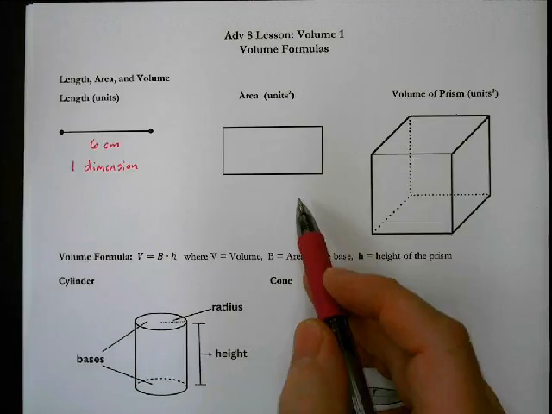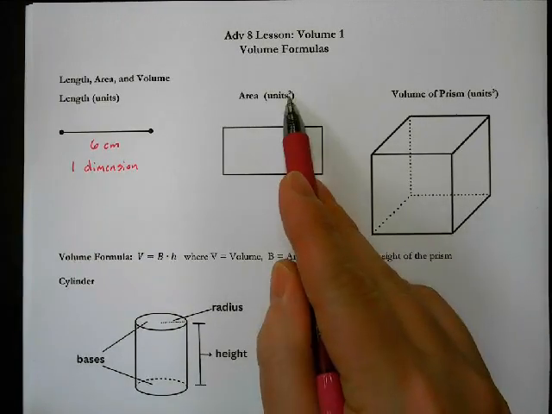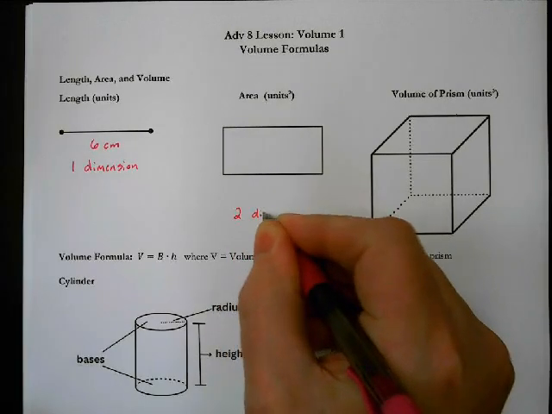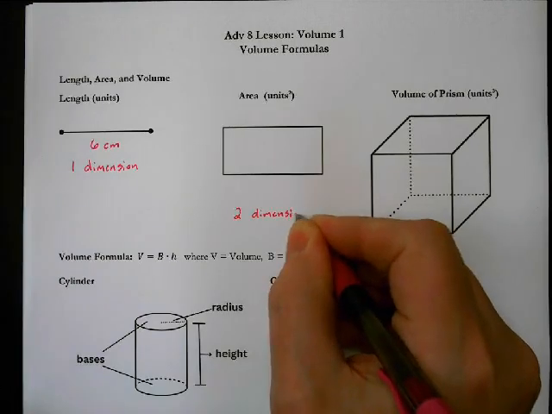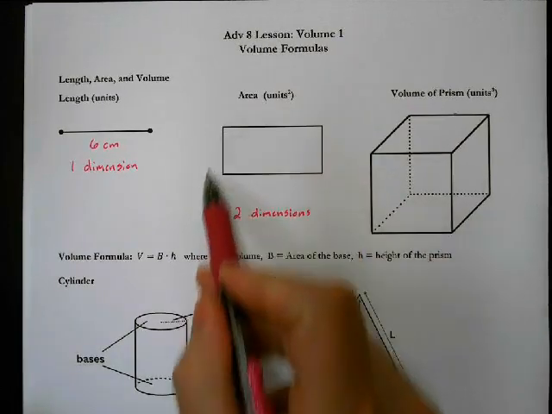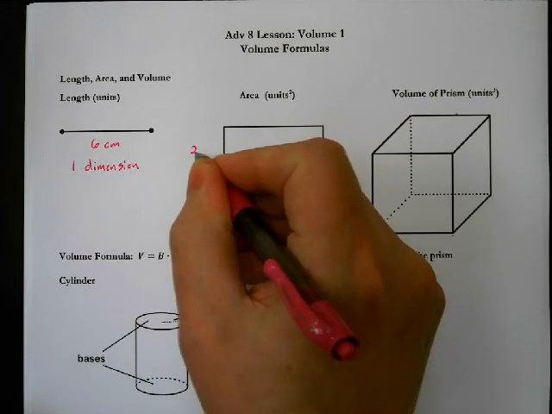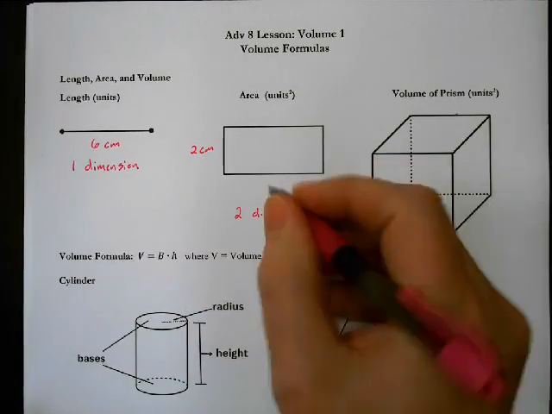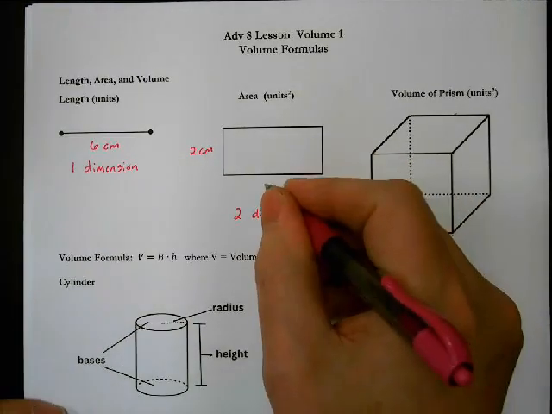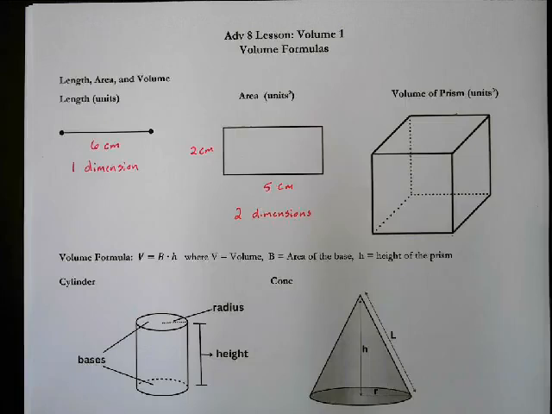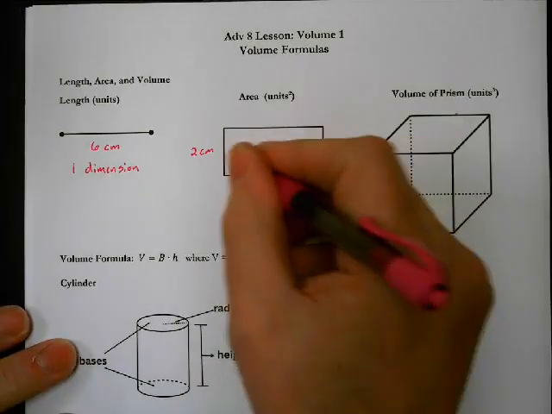When we get over here, now we're talking about area. Area, the units are squared because we have two dimensions. The area usually has a length and a width to it. So let's say that this length was 2 centimeters, and this one was 5. When we talk about area, you probably before have said, hey, it's length times width. And yeah, that's what it is, to calculate it.